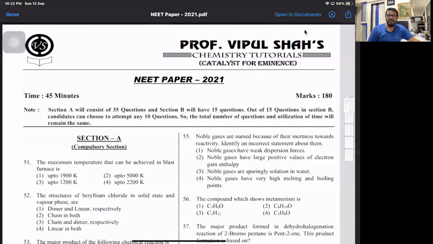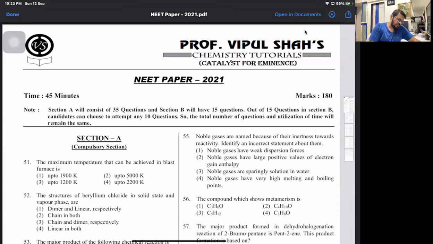Today's NEET paper 2021 was just an abstract from the NCERT part, where very fine lines have been picked up and the paper was set. I'm just discussing the whole solution with you. Everyone, please make a note of it.